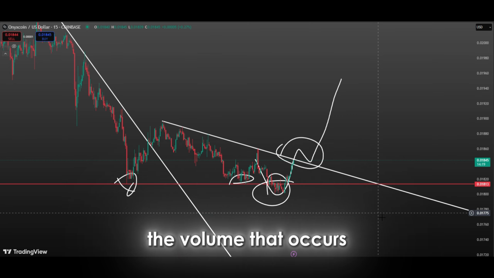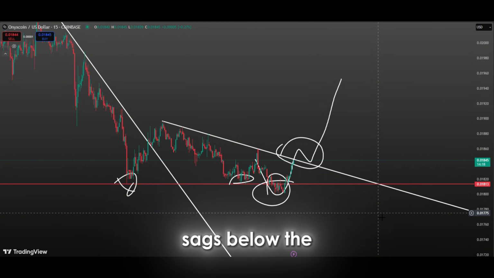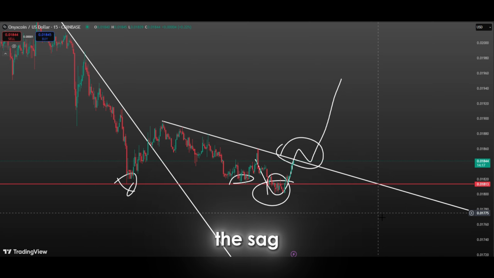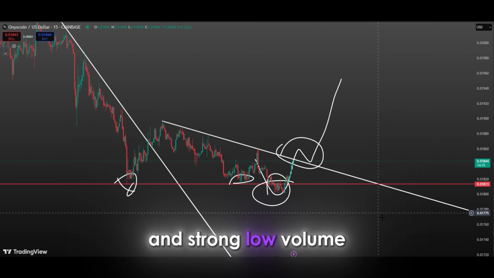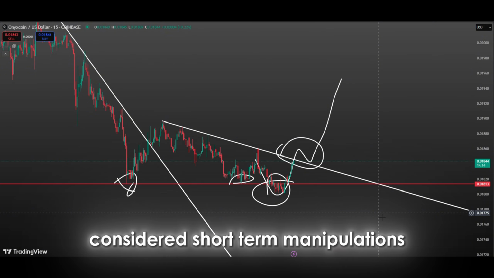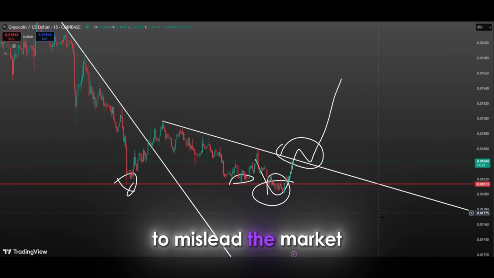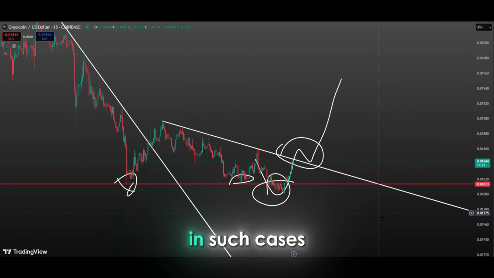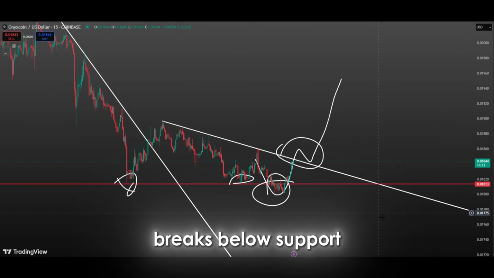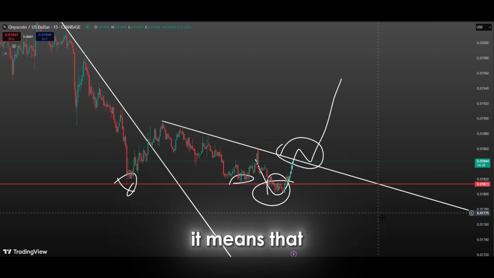At this point, the volume that occurs when the price sags below the support level is also important. If there was low volume during this sag and then increased volume during the upside rebound, this confirms that the upside move is healthy and strong. Low volume sags are often considered short-term manipulations to mislead the market and are seen as short-term volatility rather than a permanent trend change. In such cases, when the price breaks below support and rises back above it, it means that the support level has been tested and confirmed.